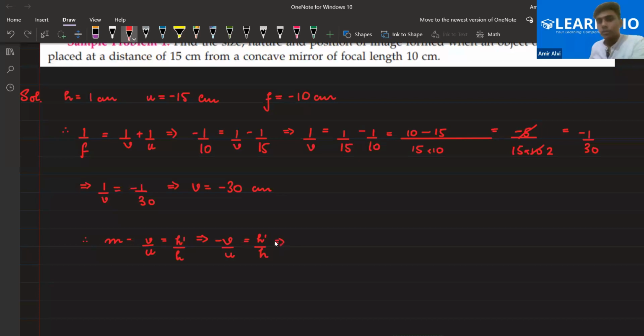So I'm going to substitute all the values. The negative is also already there. So negative of 30, always substitute the sign. u is negative 15, equals the height of the image we have to find. Height of the object is 2. Because this negative will get cancelled, positive 15 will cancel the negative 30 by negative 2 times.